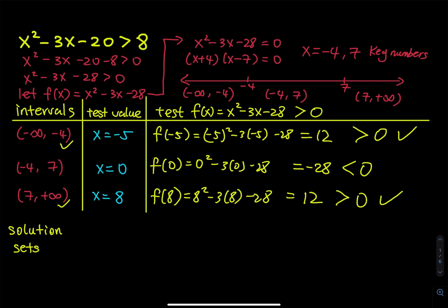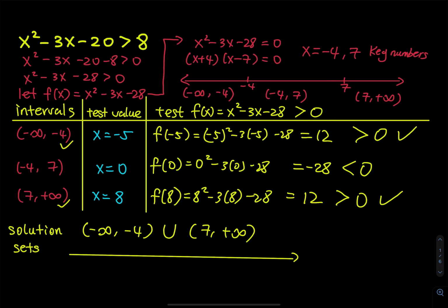So the solution set is negative infinity to negative 4, and then we use a union. The union symbol really just stands for a comma. Then 7 to positive infinity. And then you draw another line. This is negative 4, and then we have positive 7. So this is an open circle to positive infinity, and then an open circle all the way down to negative infinity. This is x less than negative 4, and x greater than 7.